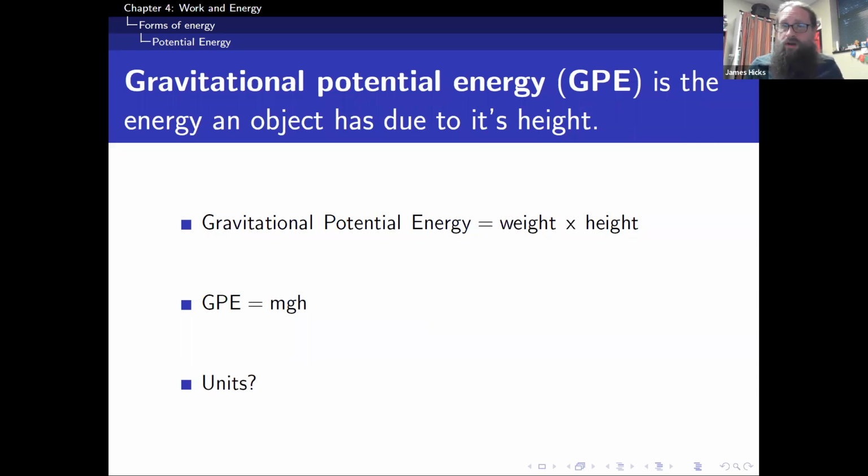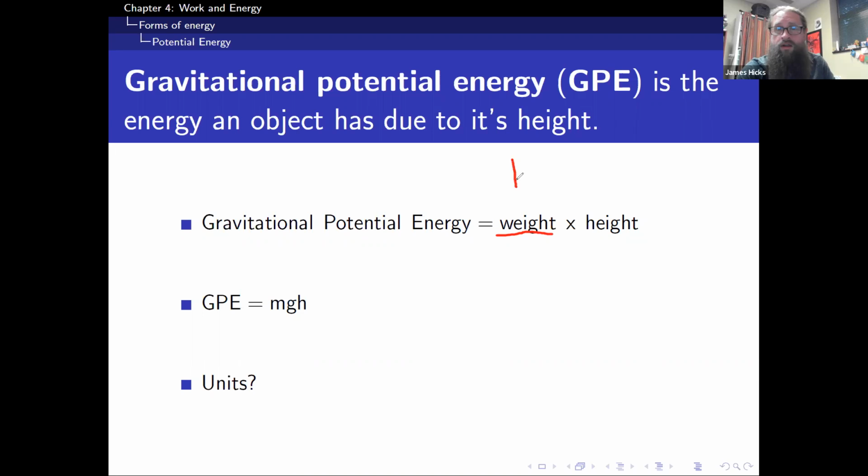The potential energy that I want to focus on for this chapter is gravitational potential energy. So the energy something has when you lift it up, maybe put it up on the shelf. That is energy that an object gets from us working against gravity to lift it up. So whenever we lift something up, we are working against its weight. So this gravitational potential energy is weight times height.